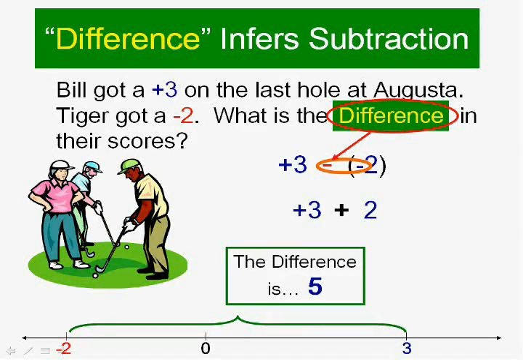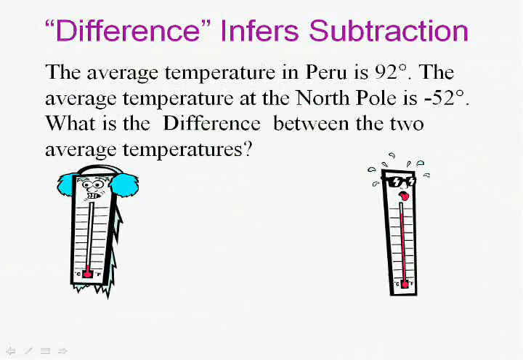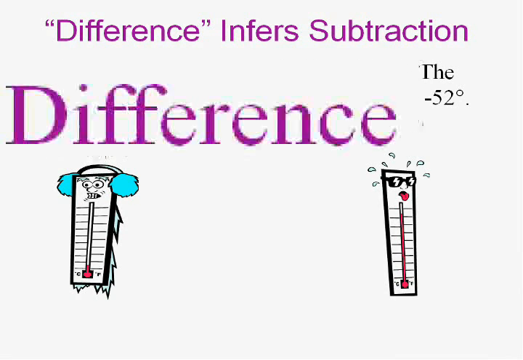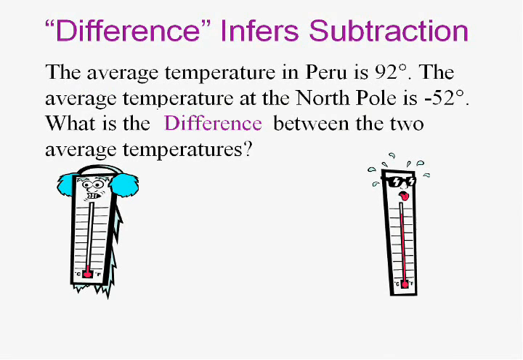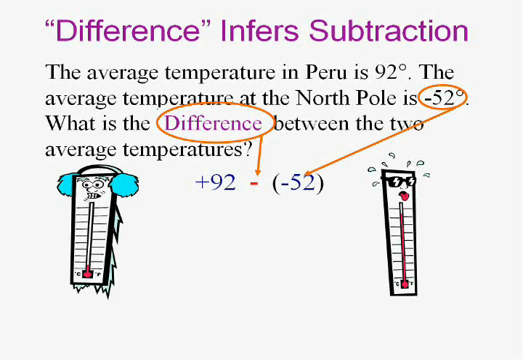Let's look at another example. You know the average temperature in Peru is 92 degrees. It's hot. The average temperature at the North Pole is -52 degrees. What's the difference between these two average temperatures? Remember what difference means. Difference means subtraction. So I take the two numbers the way they are and additionally put a subtraction sign between them. The negative was already there.